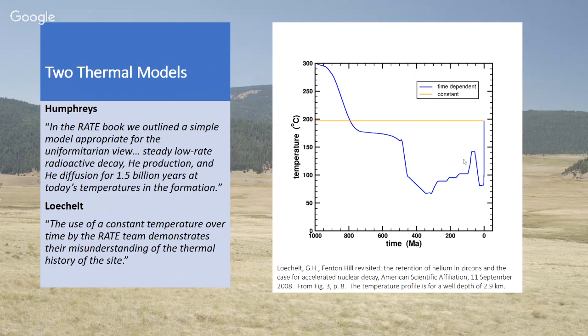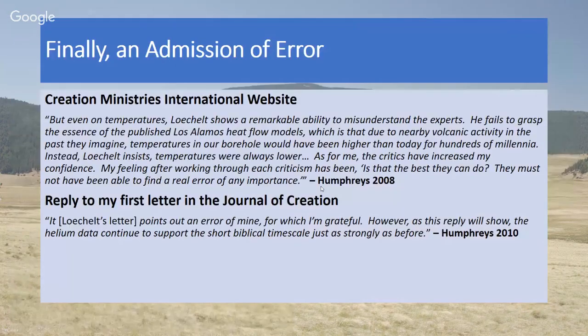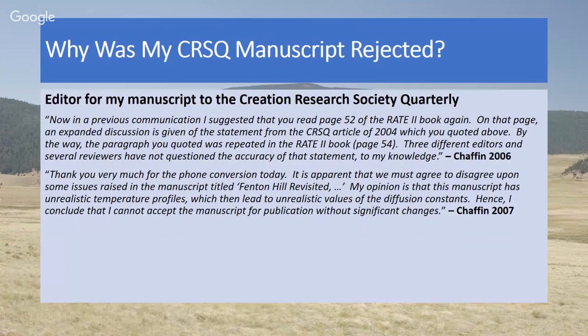It didn't have some of this fine detail here, but I had a peak here, I had a flat section, I had some steps here. So it was more box-like. I didn't have all the details. But he said he's rejecting the manuscript on the grounds that I'm using an unrealistic temperature history, whereas Humphreys used a realistic one by keeping it constant at today's temperatures.